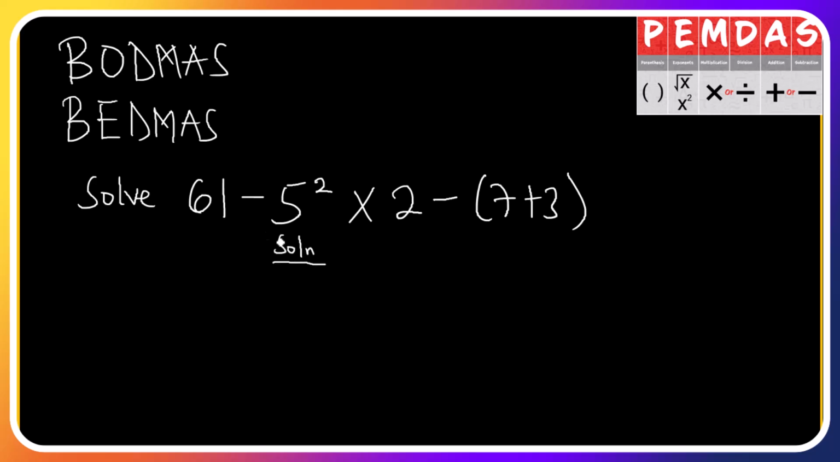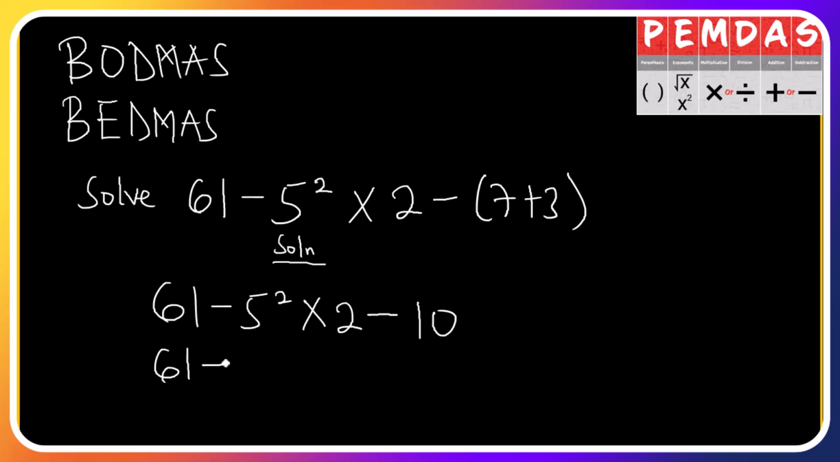Solution. Now we have 61 minus 5 squared times 2 minus 7 plus 3, that's 10. The next operation to consider is the exponent. So we have an exponential here: 61 minus 5 raised to the power 2 giving us 25 times 2 minus 10. The next operational sign to consider is the multiplication sign. So we have a multiplication sign here.